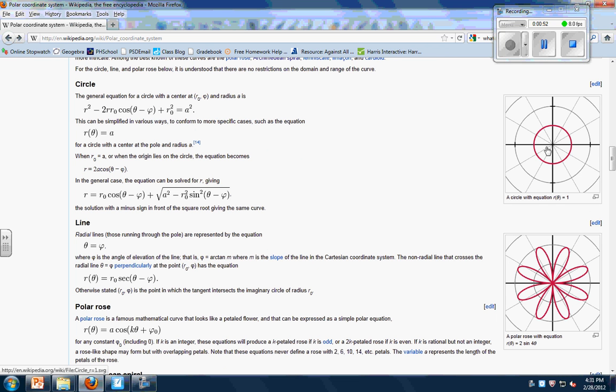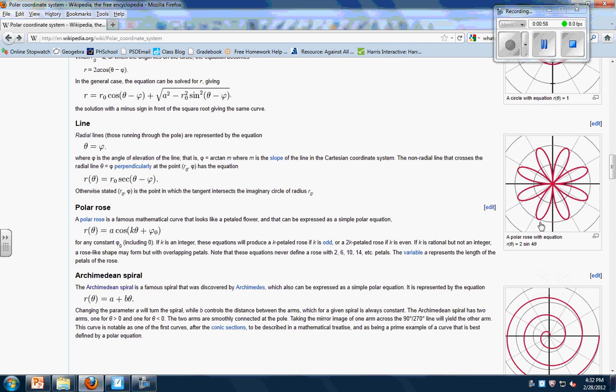Okay, so here's a circle. We can do that in rectangular. We can do it in polar, but the equation's so much easier. Here's a rose flower. Okay, rectangular is super tough. That's it: r = 2 sine of 4 theta. If you're in polar coordinates, 2 sine 4 theta graphs this.